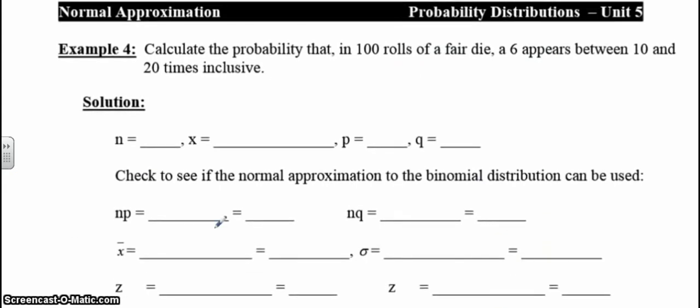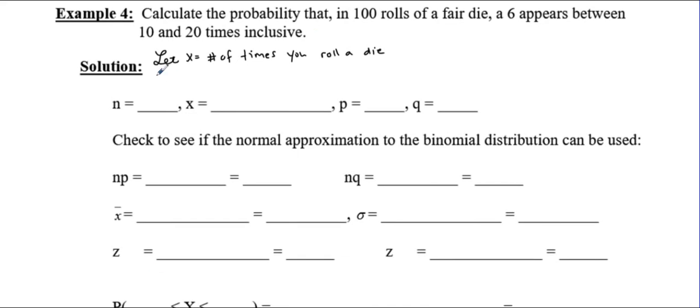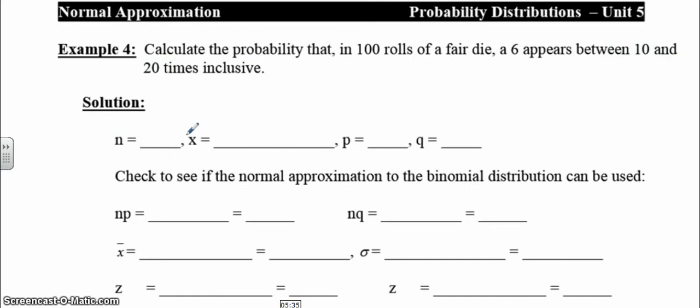Okay, so let's try another example. Calculate the probability that in 100 rolls of a fair die, a 6 appears between 10 and 20 times inclusive. Make sure you make your let statement. Here, X is the number of times you roll a 6. So N is the number of trials, which is 100 rolls. X is between 10 and 20. So we're going 10 to 20.